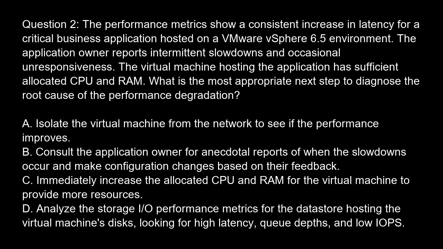Option A. Isolate the virtual machine from the network to see if the performance improves. Option B. Consult the application owner for anecdotal reports of when the slowdowns occur and make configuration changes based on their feedback. Option C. Immediately increase the allocated CPU and RAM for the virtual machine to provide more resources.